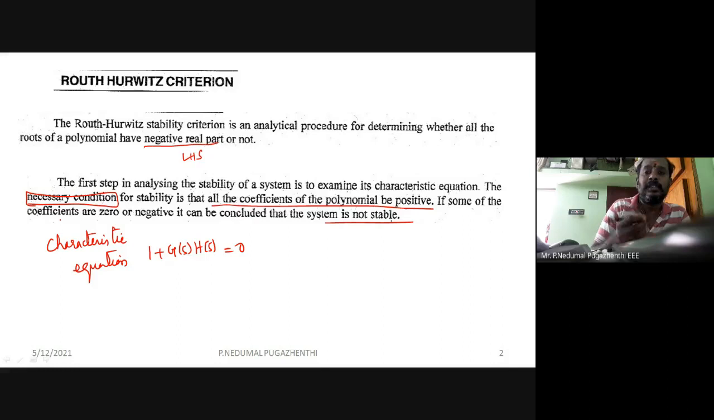Any doubts regarding necessary condition? People in the class, do you have any doubts in the necessary condition?